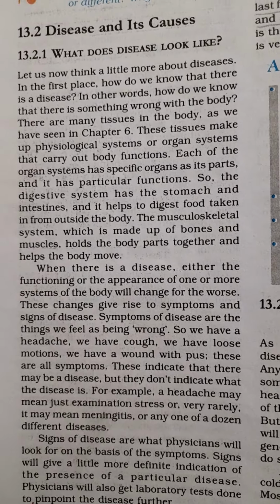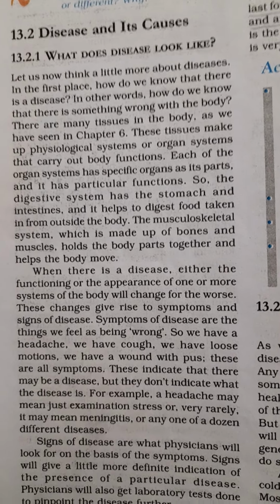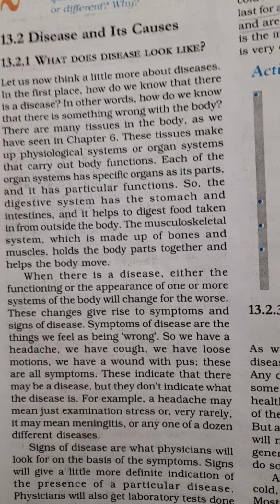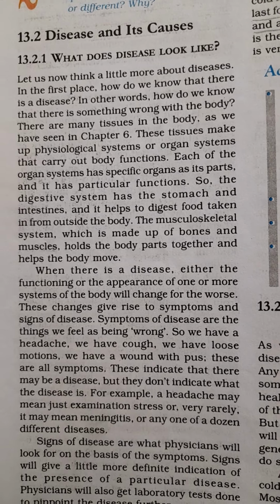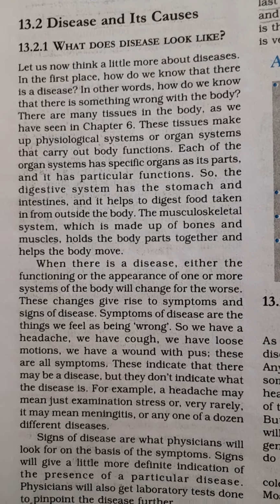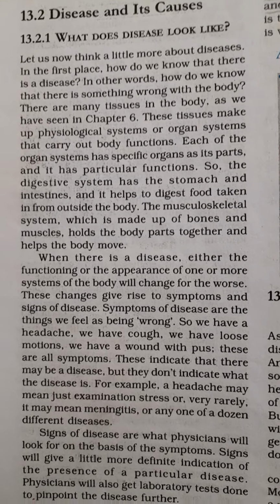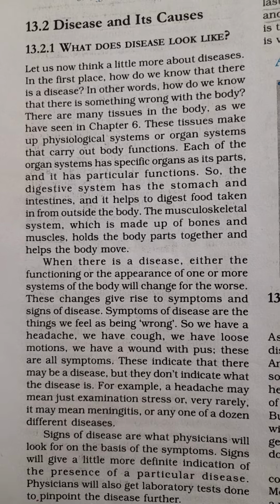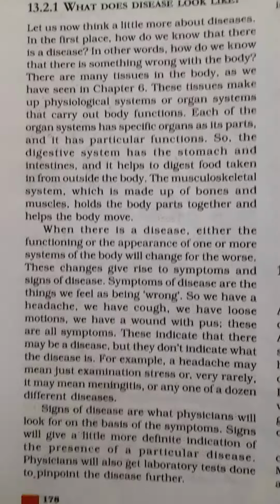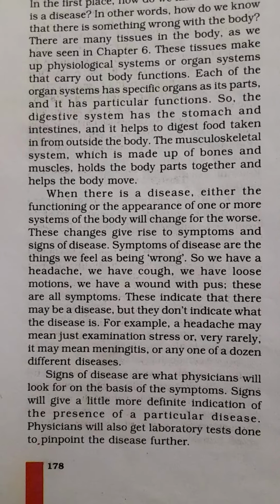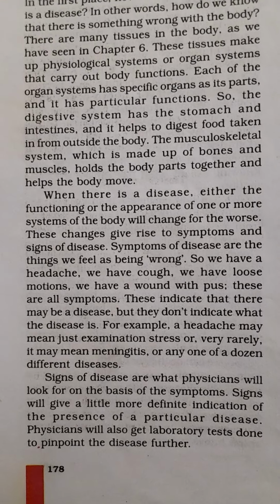You have organ systems like the cardiovascular system, which comprises your heart, and the respiratory system, which is concerned with your lungs. For example, the digestive system has the stomach and the intestines, and it performs a specific function. It helps you to digest the food which you eat. The musculoskeletal system, which is made up of bones and muscles, holds the body parts together and helps the body move. Whenever there is a disease, either the functioning or appearance of one or more systems of the body will change for the worse.